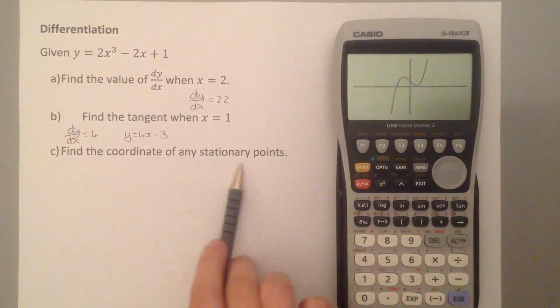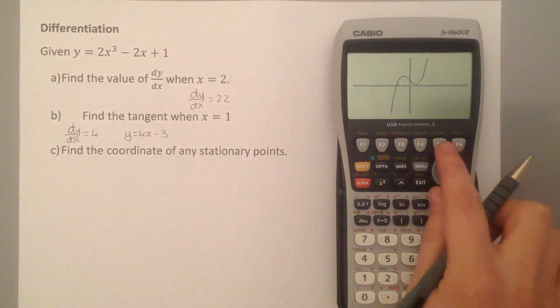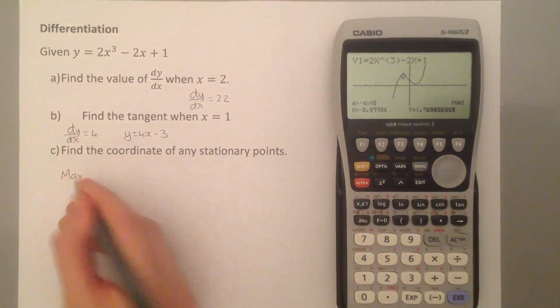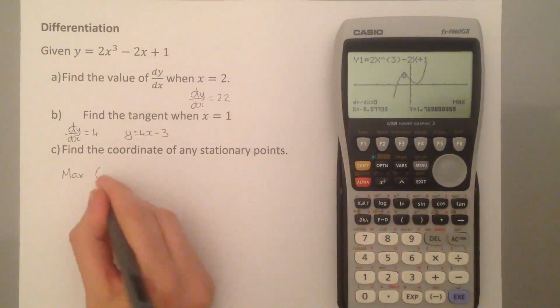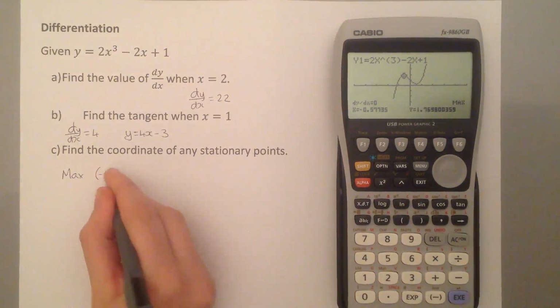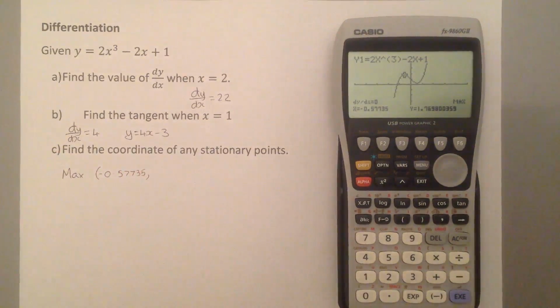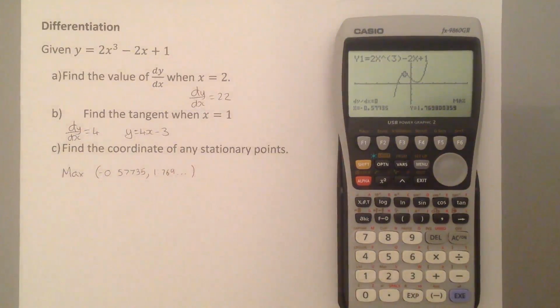The other bit you might want to know is the coordinates of any stationary points. Now remember, stationary points are just the minimum and maximum points of the graph. So in G-Solve, which is F5, if I press maximum, then it tells me that my coordinates are minus 0.573, and that my y is 1.769 and so on. It's more likely that you'll get exact answers, or the question might be asking for exact ones, so you might need to just check that these are the same. Remember, you must show your working out.